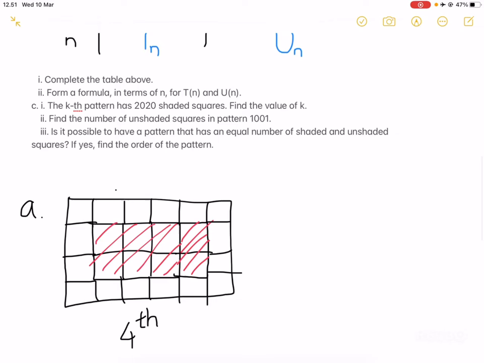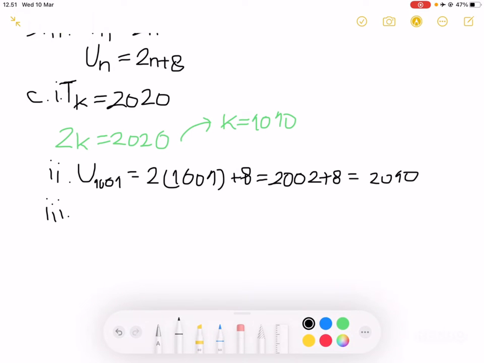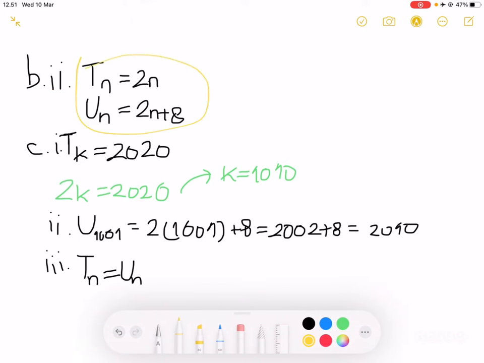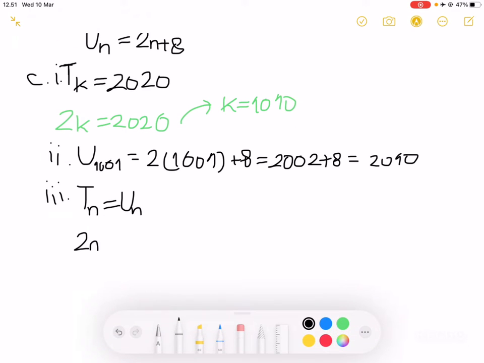is it possible to have a pattern that has an equal number of shaded and unshaded squares? If yes, find the order of the pattern. So from here, we can just form an equation that satisfies T of n is equal to U of n, which means the same pattern has the same number of shaded and unshaded squares. So using both formulas above here, you'll get a linear equation in terms of n, like so.